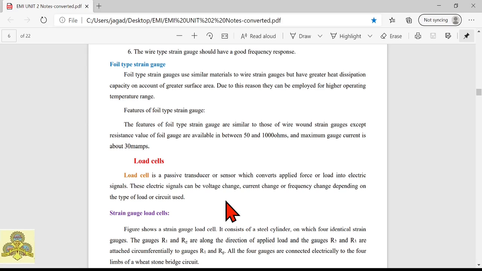Hence the load cell is a passive transducer or sensor which converts an applied force or load into an electrical signal. So you have seen in the video that some pressure is put on that device, the load cell, and it converts that pressure into an electrical signal. The converted electrical signal is proportional to the applied pressure or force, isn't it? So the same load cell we are going to study here.